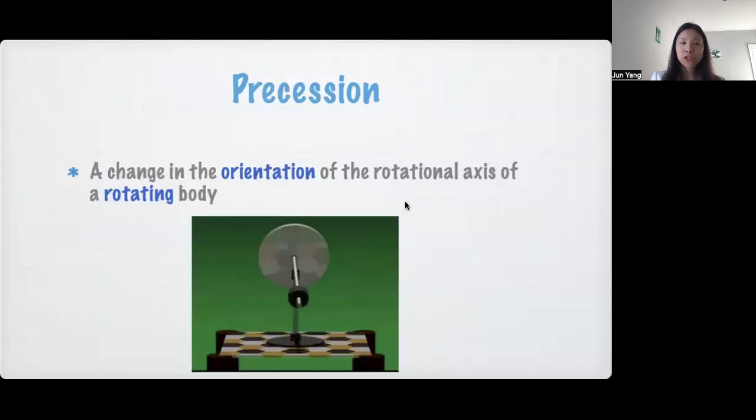Precession means a change in the rotation axis of a rotating body. So the orientation of the rotation axis is changing.